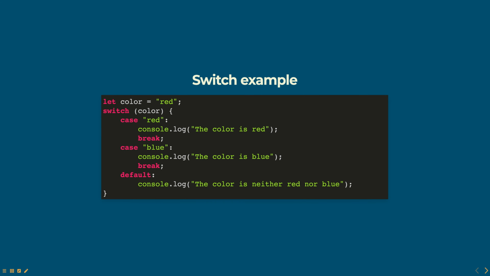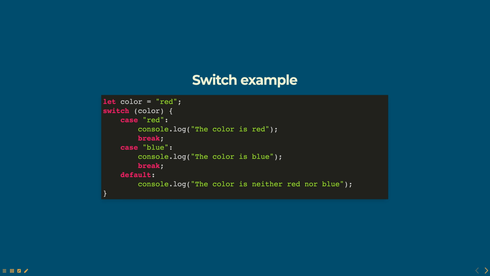The switch statement is used to check for multiple conditions and execute a specific block of code based on a matching case. For example, this code will check the value of the variable color. If it matches the string "red", the message "the color is red" will be printed. If it matches "blue", the message "the color is blue" will be printed. Otherwise, the default message "the color is neither red nor blue" will be printed.